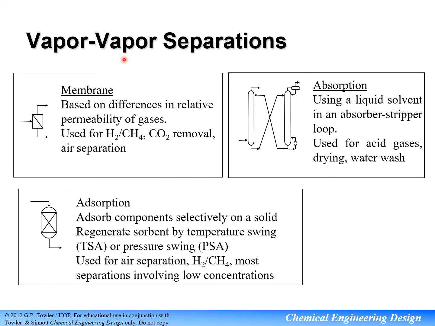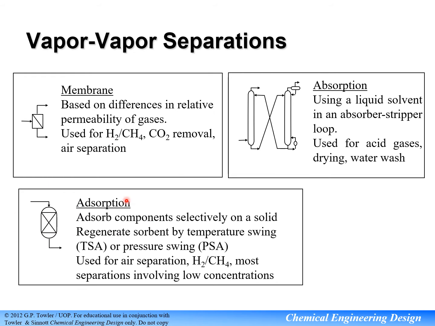So we have vapor-vapor separations. For vapor-vapor separations, normally we use membranes, absorption, and also adsorption. The membrane is normally used for the H2 and CH4 system, CO2 removal, and aspirations. For absorption, normally we use a liquid solvent in an absorber stripper, and the applications are acid gases, drying, and water wash.